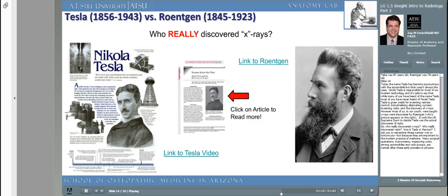So who really discovered X-rays? Who really discovered radio? Was it Tesla or Marconi? I ask you to remember these names not to torture you, but because they're important to the modern practice of medicine. Many surgical operations, instruments, measuring units, among automobiles and even rock groups with the name Tesla, are named after these early pioneers in physics.